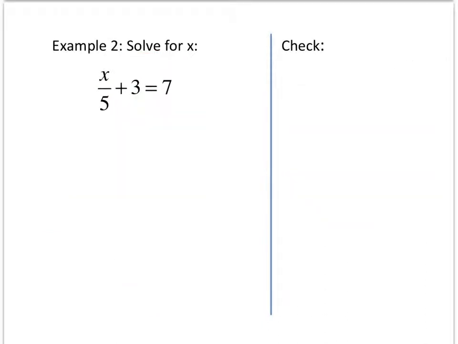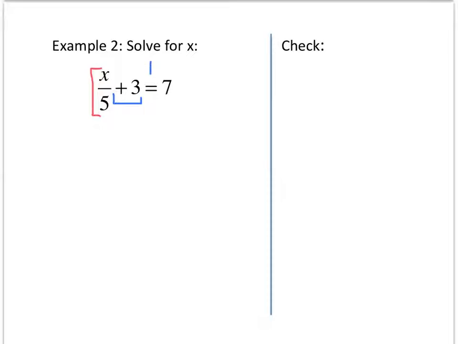Here's the second problem, and again I want to look at the different operations we have. First, I have x over a fraction bar 5, that means that's division, and then I have plus 3, so there's our addition. Now I want to undo PEMDAS, or undo the order of operations when we solve. So I want to start with the last thing we normally do, which is addition, and I need to do the inverse of this operation.